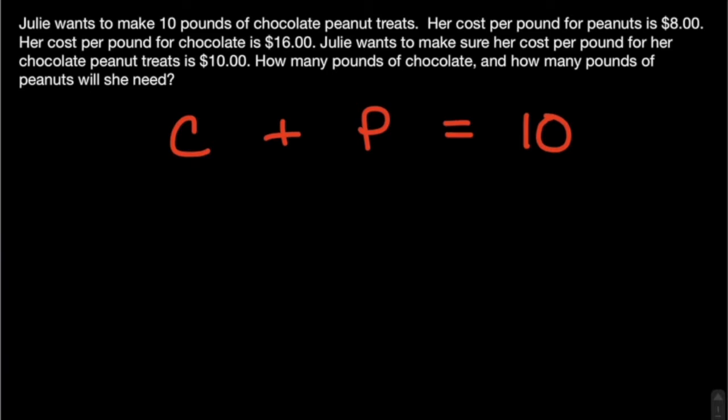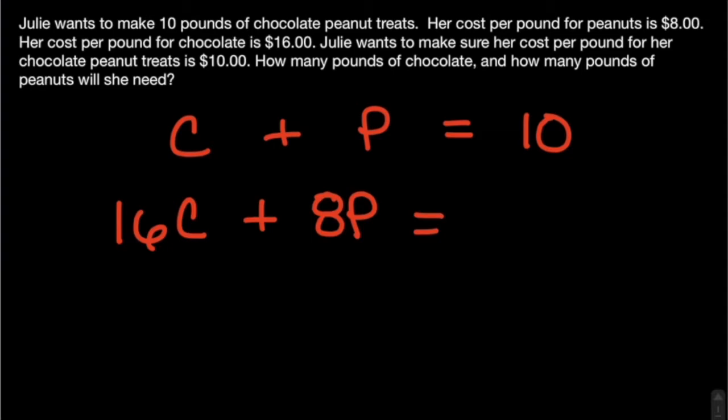The next equation that we'll need to solve this is the rate equation. Notice that the rate on chocolate is $16 a pound, and the rate of peanuts is $8 a pound. We're going to mix these two things together to get a 10-pound mixture that costs $10 per pound. So 16C plus 8P equals 100. Now we have two equations, two variables, and we can solve this just like we solve any other system.